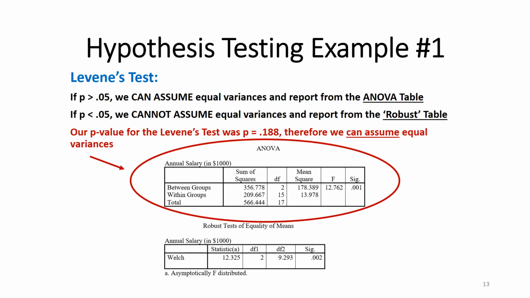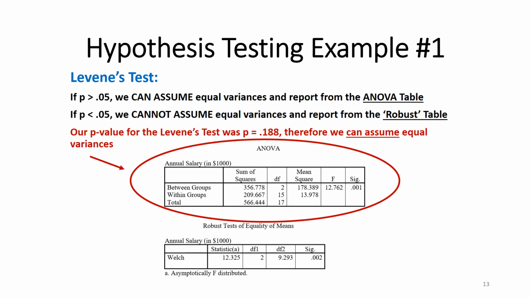To reiterate what we've learned about Levene's test before, if the p-value for Levene's test is greater than 0.05, we can assume equal variances, and then we would go and report our overall observed statistic findings from the ANOVA table. But if the p-value is less than 0.05, that means we cannot assume equal variances, and we need to have a backup plan. That's where those robust tests of equality of means come into play.